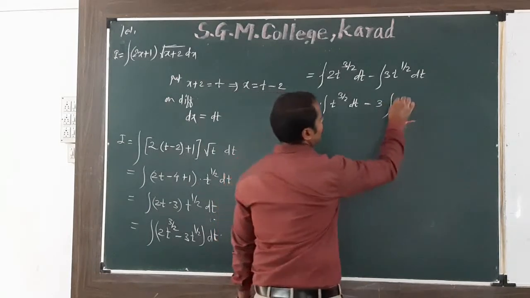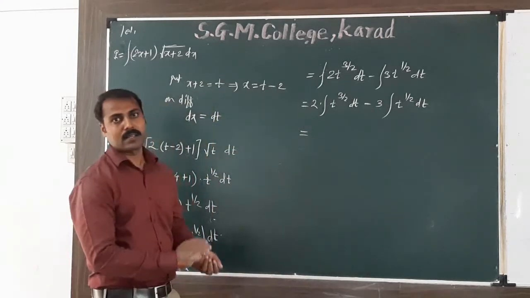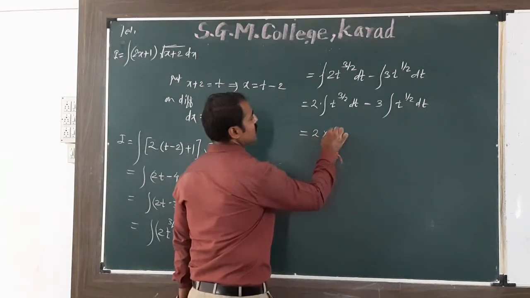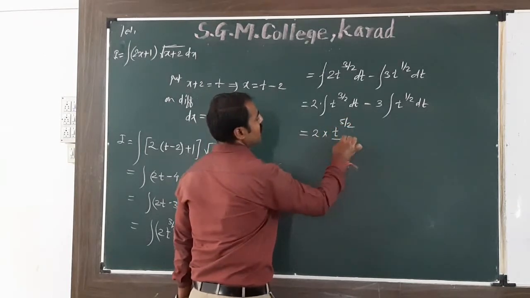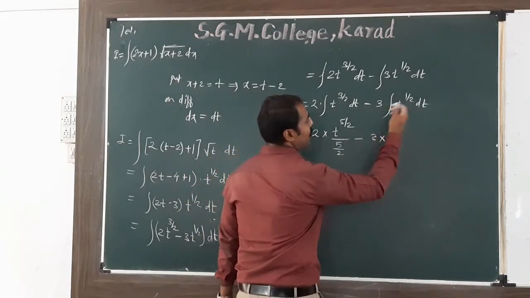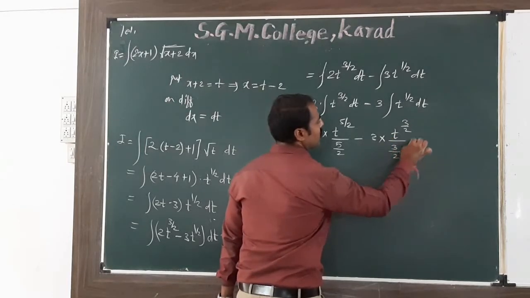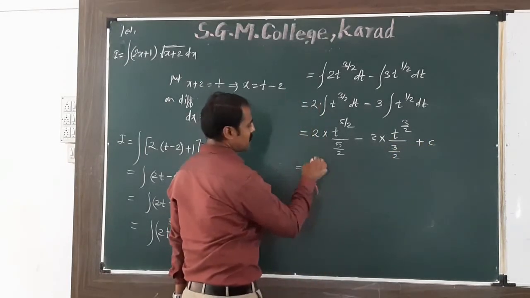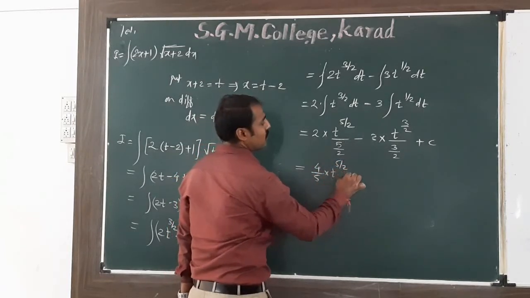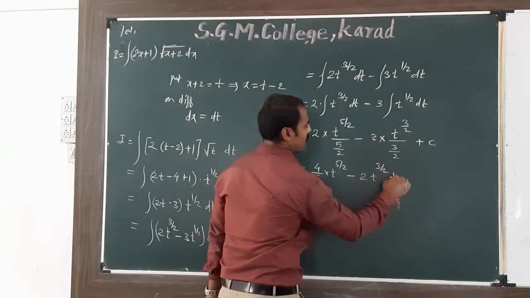We know that the integration of x raised to n is x raised to n plus 1 upon n plus 1. So 2 into t raised to 3/2 plus 1, that's 5/2, divided by 5/2, minus 3 into t raised to half plus 1, half plus 1 is 3/2, divided by 3/2. After simplification it becomes 4 divided by 5 into t raised to 5/2, minus 3, the 3 get cancelled, 2 t raised to 3/2, plus c.